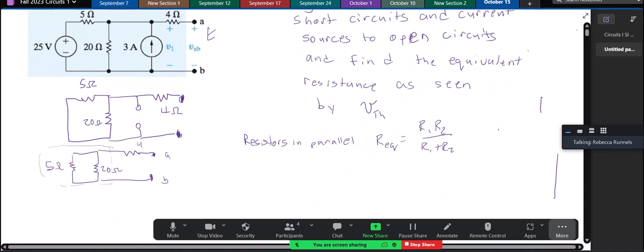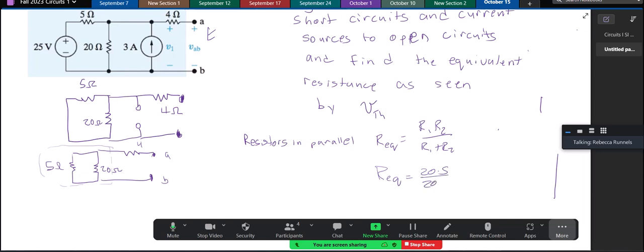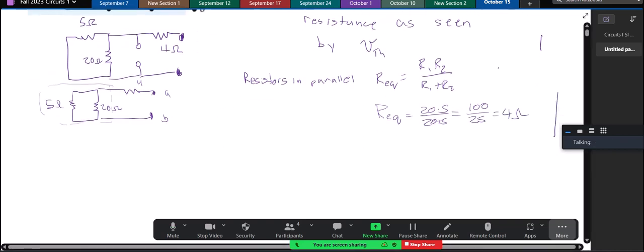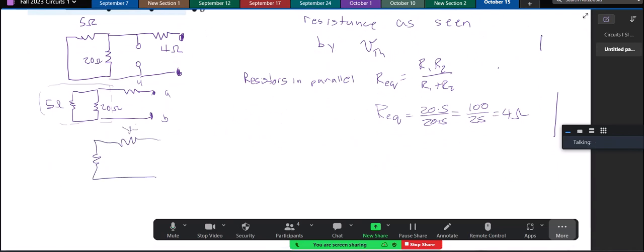Okay, so all I was trying to do here was product over sum. R equivalent is 20 times 5 over 20 plus 5. It's the same one we just did a minute ago. So that's 100 over 25, which is 4 ohms. So now I have one 4 ohm resistor and another 4 ohm resistor, and those are in series, and that's equivalent to one 8 ohm resistor.